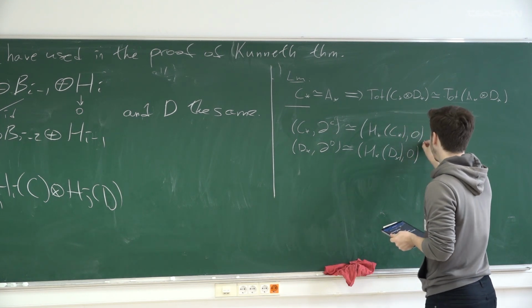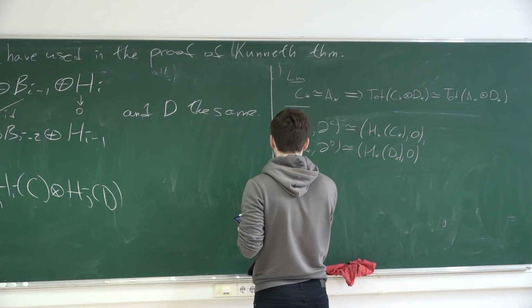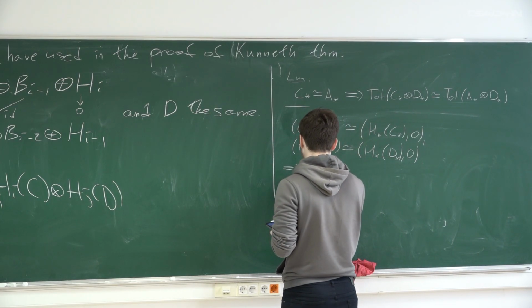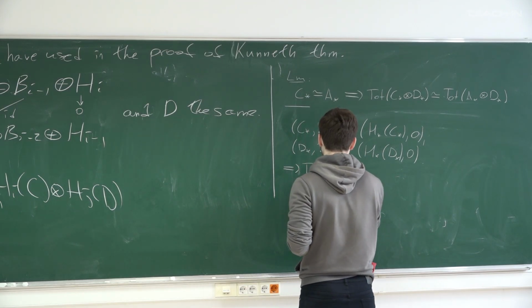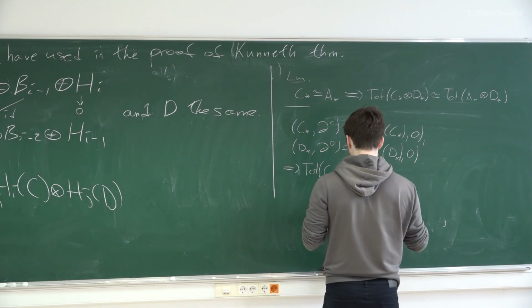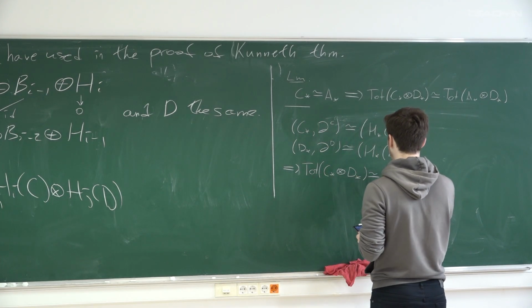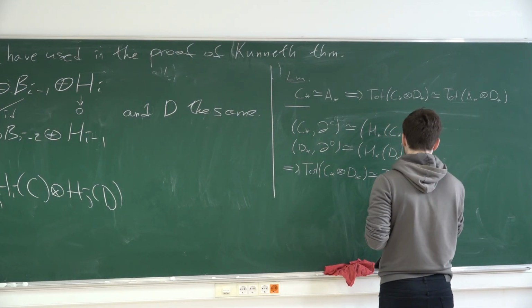Okay. And now the proof is in one line. The total complex of C tensor D is homotopy equivalent to the total complex of the homology, which is a chain complex with zero differential.